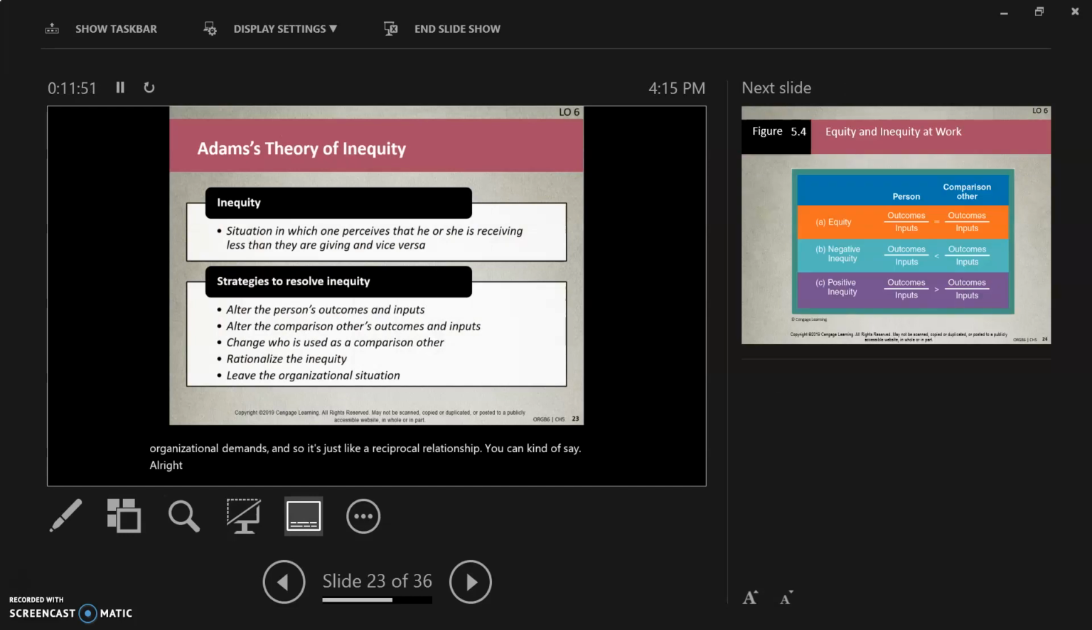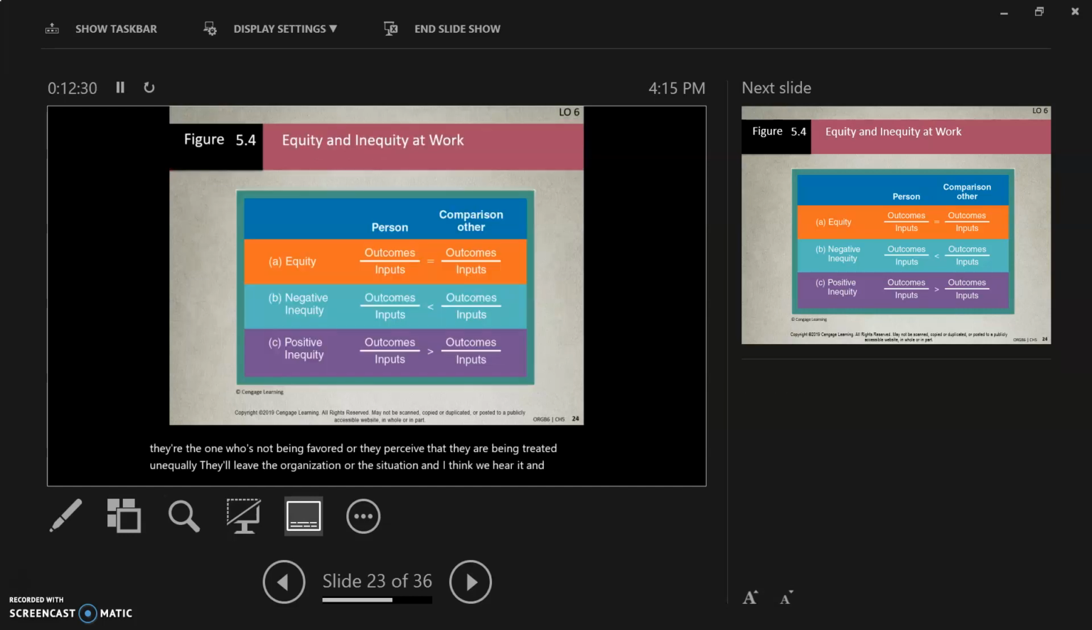All right, so Adams' theory of inequity says that inequity is a situation when someone perceives that they're receiving less than they're giving, and vice versa. And really, what happens if somebody believes that inequity has happened is they'll decrease their inputs or outputs. They'll alter the comparison to others' outcomes and inputs. They'll change what's used for comparison. If they're the one who's being favored, they'll rationalize the inequity. If they're the one who's not being favored, or they perceive that they're being treated unequally, they'll leave the organization or the situation. And I think we hear it and we see this all the time.